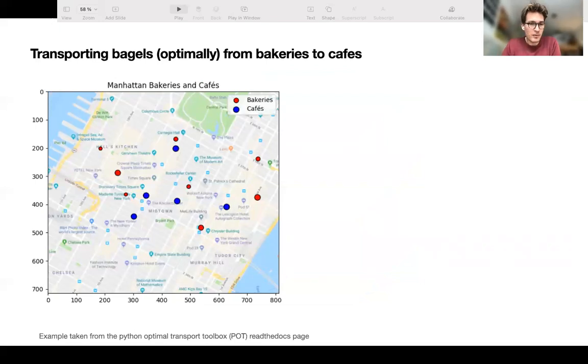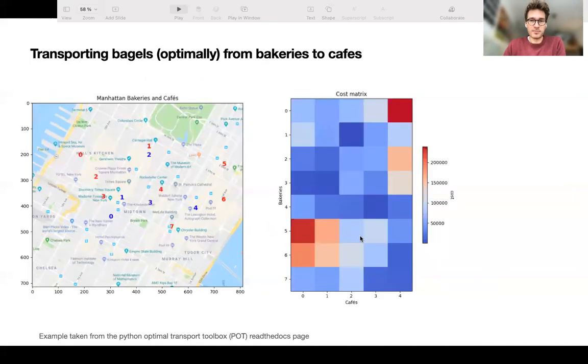I'm going to use a very simple example from the Python optimal transport toolbox here, which is about transporting bagels in Manhattan from bakeries to cafes. So in this map here, we have red dots for the bakeries, and the size of the dot corresponds to how many bagels they produce. And the blue dots would be cafes. And again, the size of the blue dots corresponds to how many bagels each cafe needs. And the problem is obviously all the bakeries want to ship all the bagels to the cafes in such a way that the overall distance or the overall cost associated with this transport is minimized.